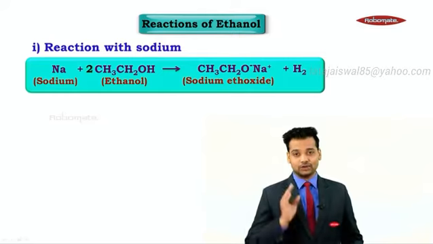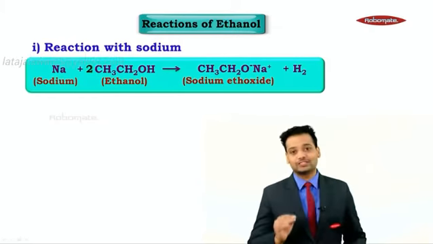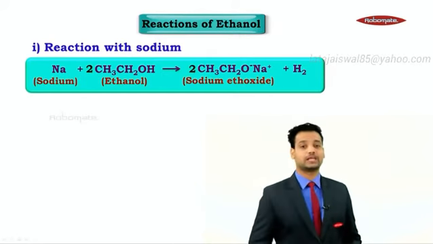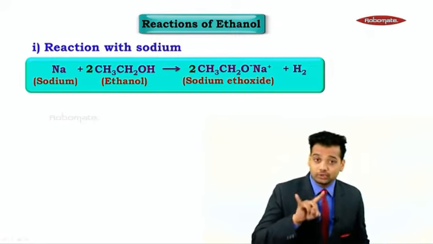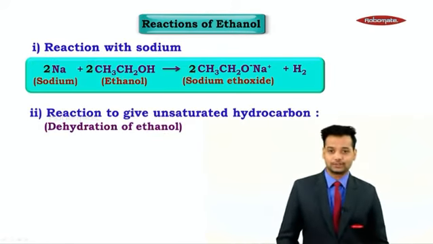So to balance the reaction, you can clearly see the H got turned into H2. So the ethyl has to be multiplied by 2. So when ethanol is multiplied by 2, sodium ethoxide has to be multiplied by 2. And because the sodium became 2, multiply that by 2. So this is how the reaction becomes balanced.